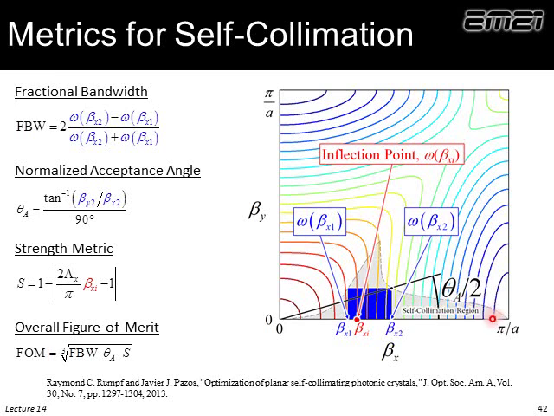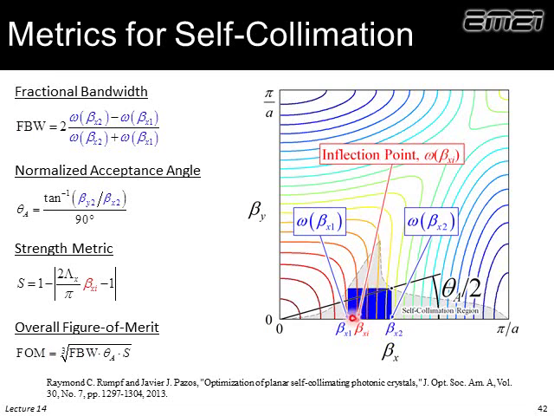The next thing we'll do is scan along here and figure out where the bands are perfectly flat. That's called our inflection point, and that's the obvious point of where self-collimation will be strongest. What we'll see in a little bit is that's not necessarily the case, but let's think that way right now. Our flat band is where self-collimation is the strongest. That's our inflection point.